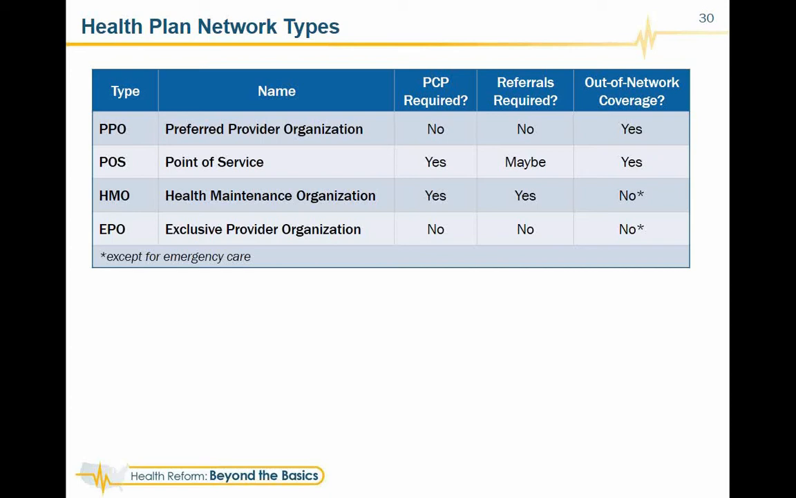It's important to note that most areas are not going to have all of these options available, but they're still really important to know. There can be some differences in how these networks may manage care for enrollees, but the main difference that we're going to take note of here is whether or not they include coverage for out-of-network providers. PPO and POS plans do include coverage for out-of-network providers, while HMOs and EPOs do not.